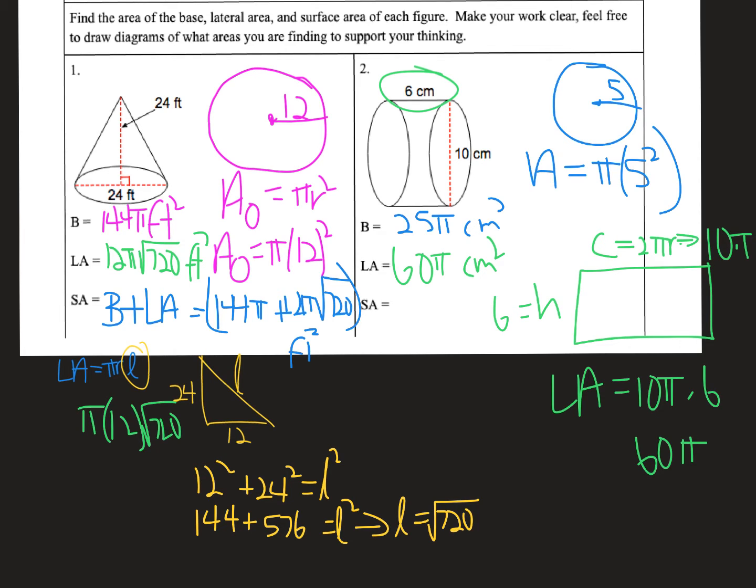And then the last piece is the surface area. In this case, the surface area is 2 bases, because I have 2 circles, plus the lateral area. So that's going to be 50 plus 60, which is 110 pi centimeters squared. I got 50 because 2 times 25 is 50.